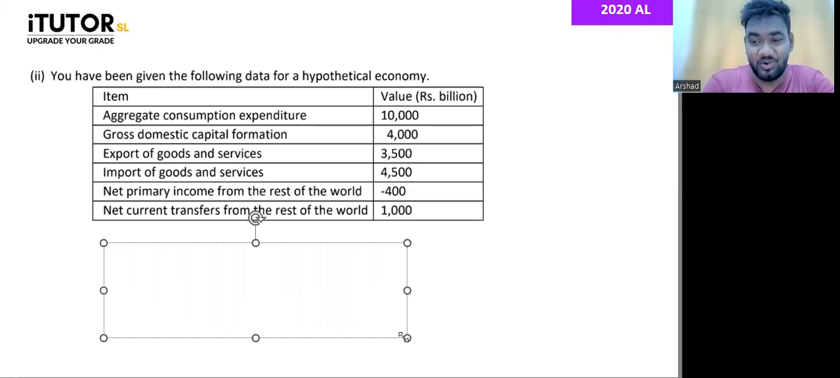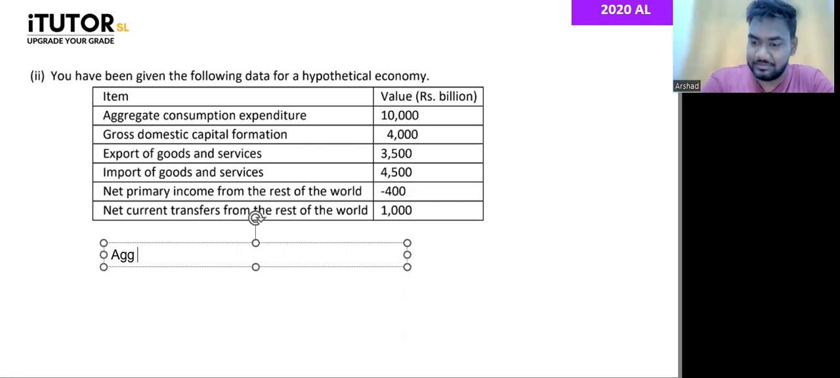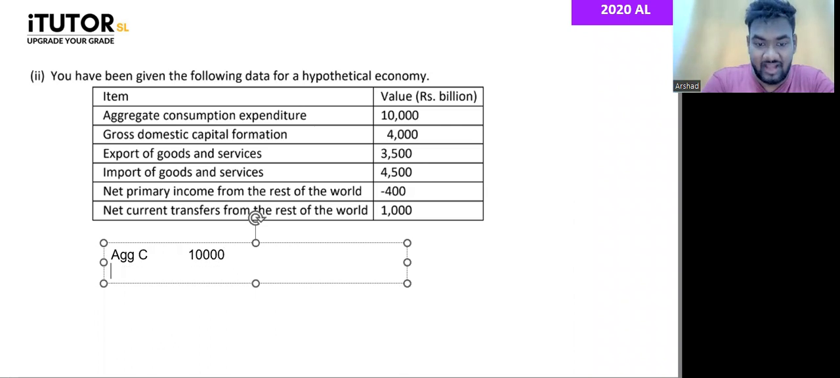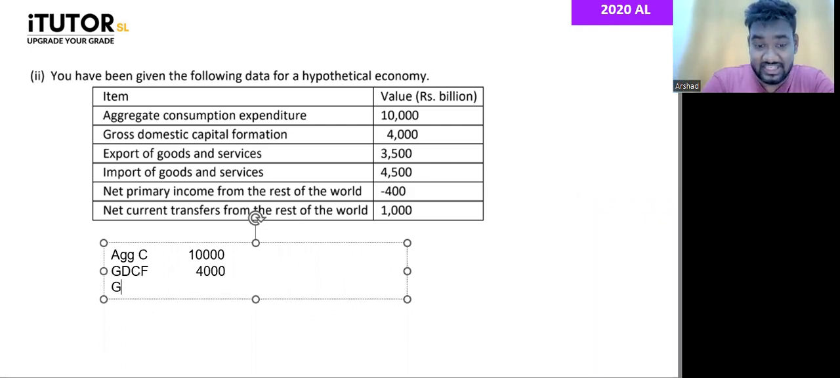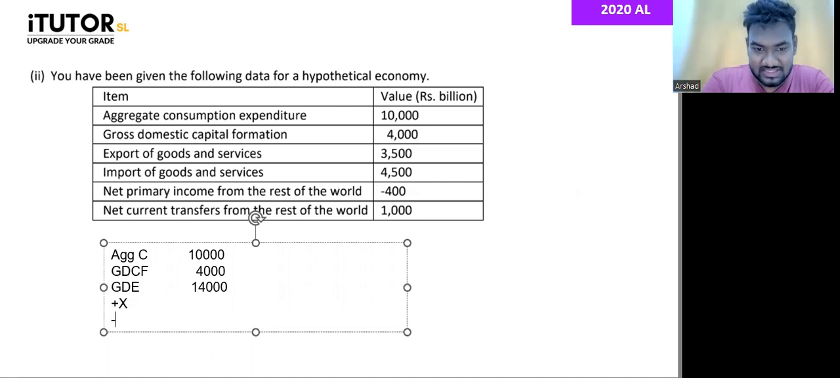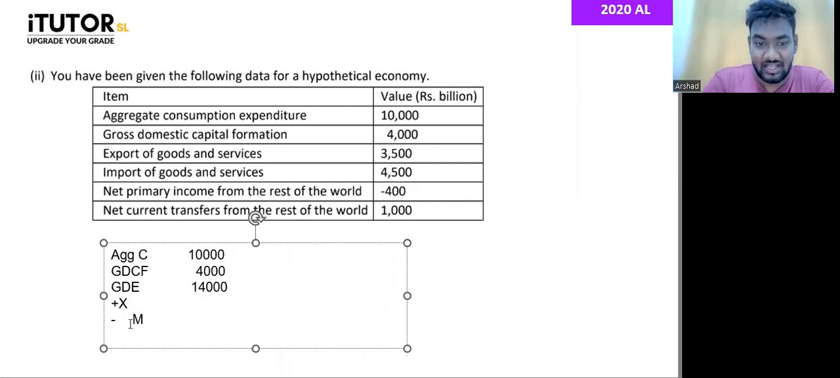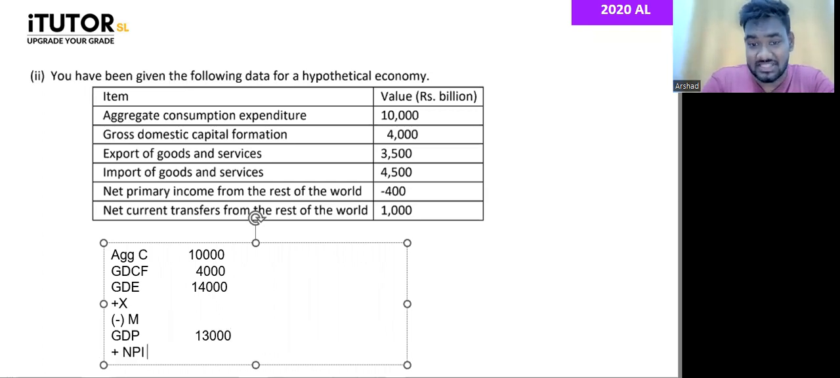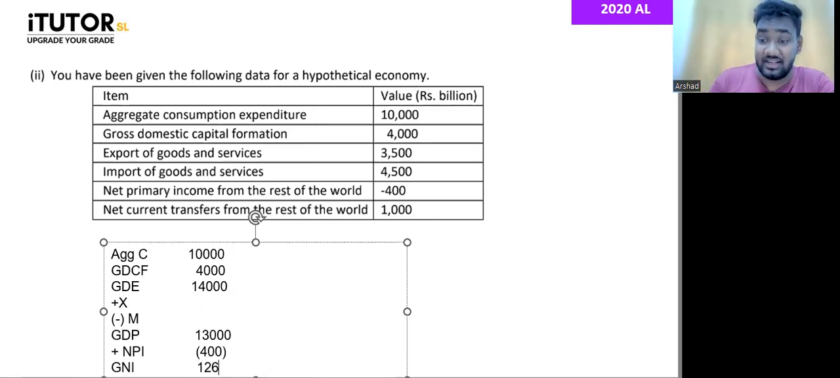First of all, forget about GNI, we'll go to GDP. So you have aggregate consumption, that is 10,000, that is C plus G. You have gross domestic capital formation, that's investment, 4,000. You add both of this, what do you get? GDE, which is 14,000. For this, if you add exports minus imports, because I'm not going to type all of this, can someone give me an answer, guys? 14,000, exports are 3,500, imports are 4,500. So how much is my GDP then? GDP is how much? Quickly. 13,000. To GDP, if I add net primary income, which is minus 400, what do I get? I get GNI is 12,600. In my exam, that's for 2 marks.